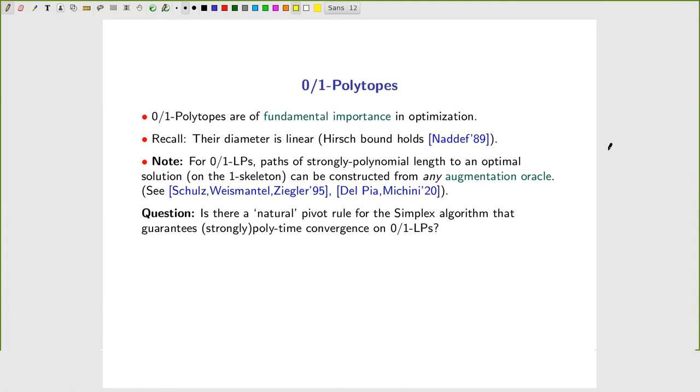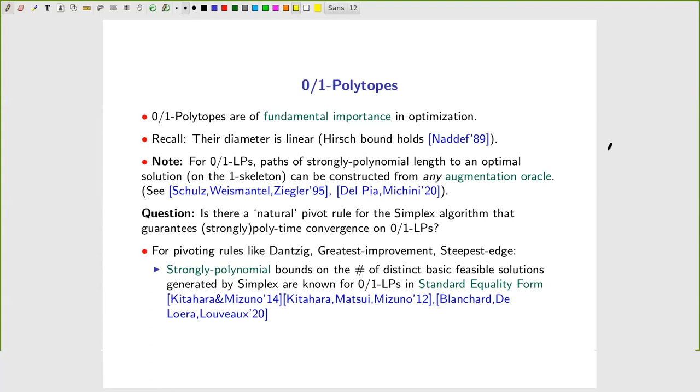So you don't change the objective function, you just look at each extreme point at the current value of your neighbors, the one that you see at least, and try to see whether there is a nice rule that makes you arrive at an optimal solution in polynomial time. And for pivoting rules like the ones that we've seen so far, for example Dantzig, greatest improvement, and steepest edge, strongly polynomial bounds on the number of distinct basic feasible solutions generated by the simplex algorithm are known for 0-1 LP in standard equality form. You can see the results of Kitahara and Mizuno, Kitahara, Matsui, and Mizuno, and recently Blanchard, De Loera, and Louveaux.